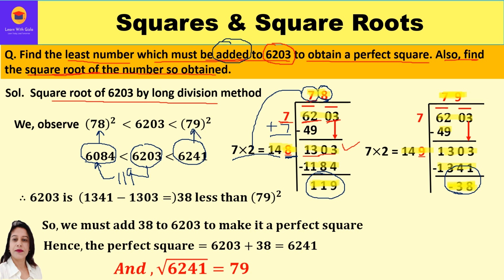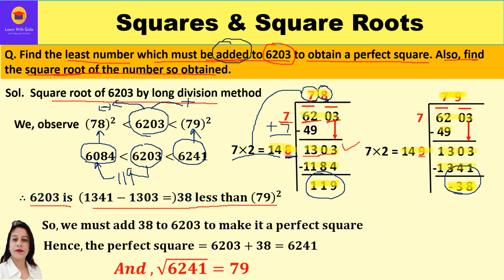So somewhere between 78 square and 79 square, we have 6203. If in the question they say subtract, we will subtract 119 and we'll get 78 square. If they say what should be added, we will add 38 to it and we'll get 79 square. So over here we can subtract and get 78 square, over here we can add and get 79 square. Because this question is related to addition, we will say that 6203 is 38 less than 79 square.